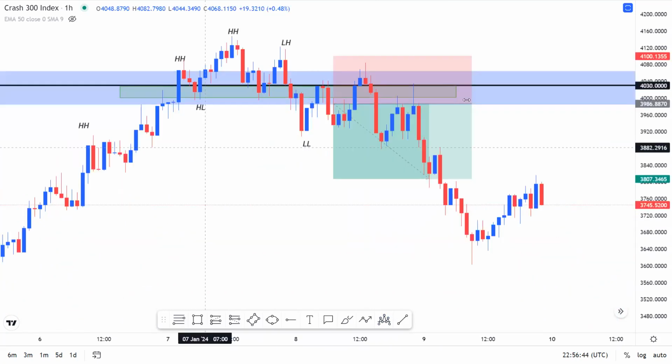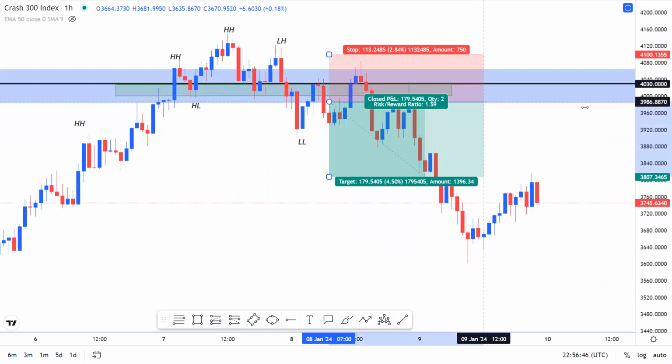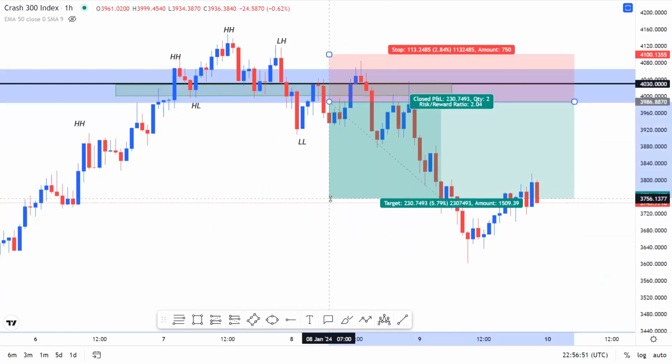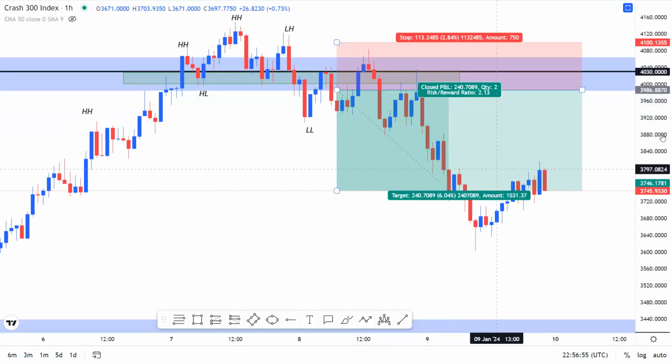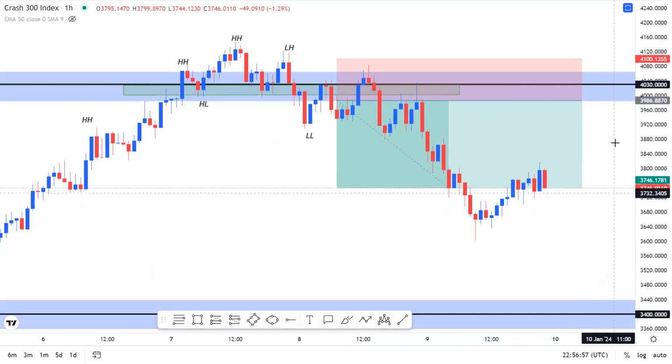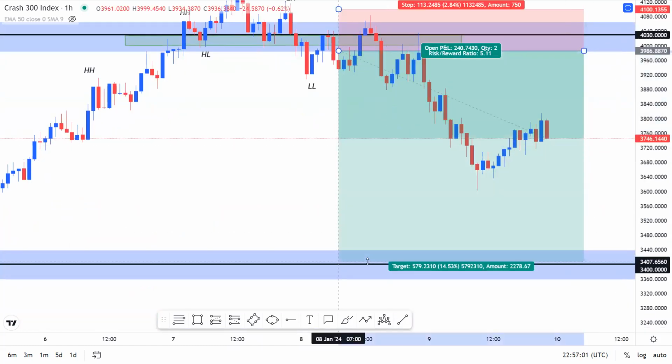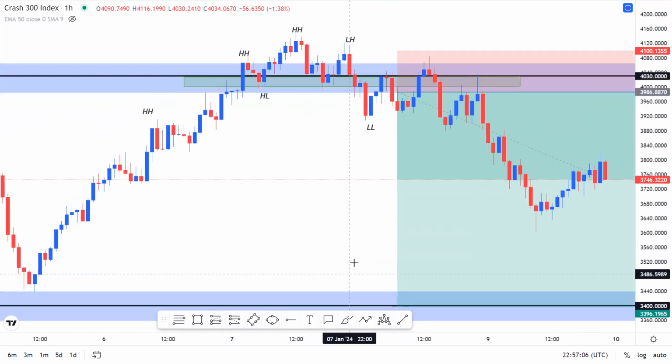And then this is currently running a 1 to 2 hour arrow. I have my overall TP set at the 30,400 psychological round number level for a 1 to 5 risk to reward on this.